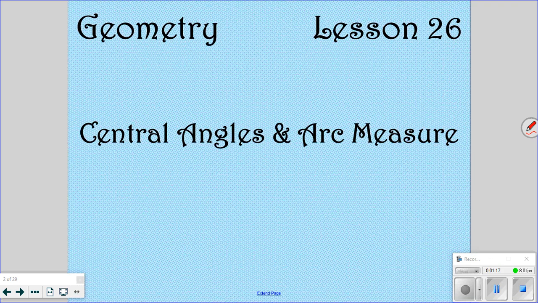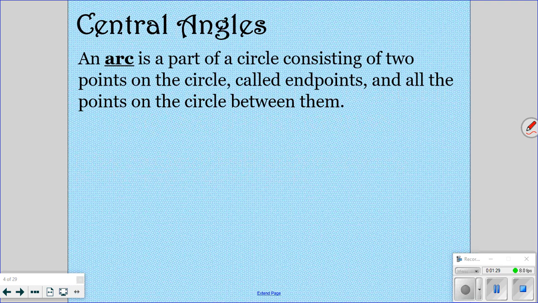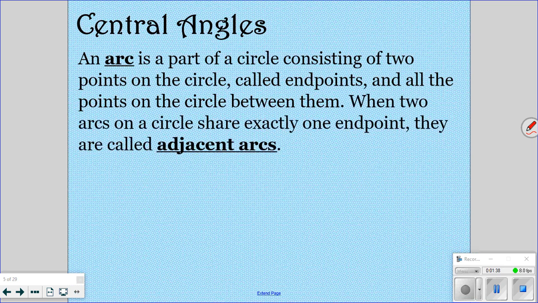So we're looking at lesson 26 today. We're going to look at central angles and arc measure. So hopefully after this lesson, you'll understand a little bit more about central angles and arc measures. So an arc is part of a circle that consists of 2 points that are on the circle called endpoints, and all of the points on the circle that are between them. When two arcs on a circle share exactly one endpoint, they're called adjacent arcs.